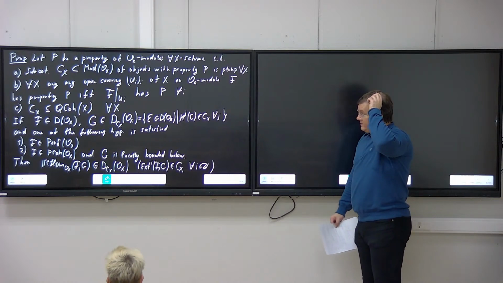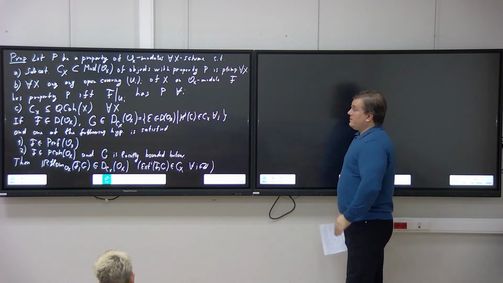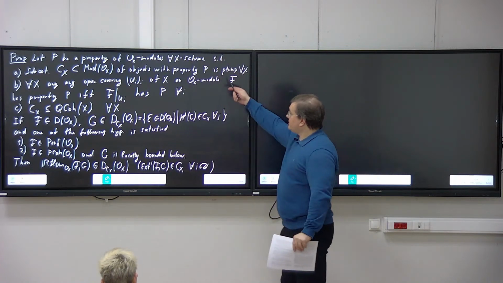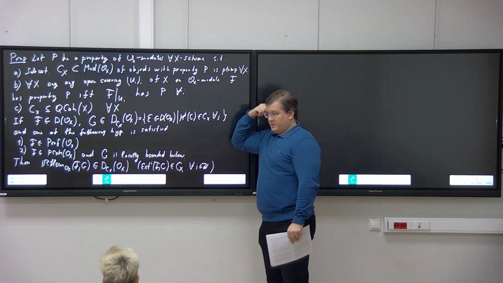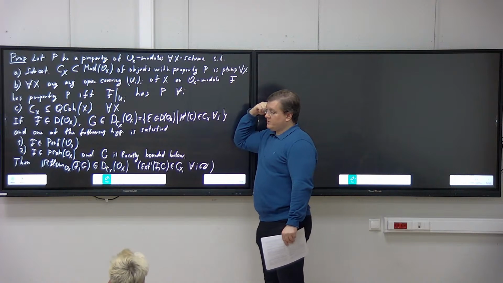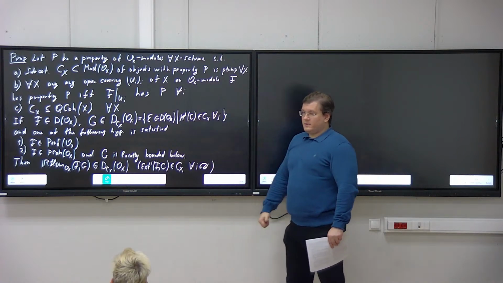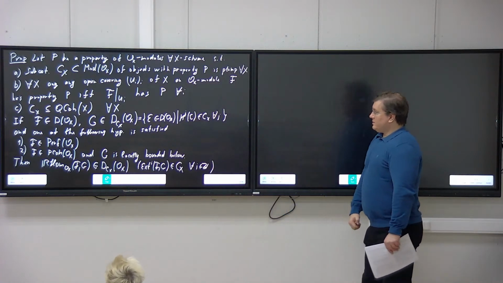Okay, so that's the general statement, and we need the statement, for example, in the situation where the property is just the property of being quasi-coherent. So clearly, if the property is being quasi-coherent, then these three assumptions A, B, and C are satisfied. It's easy to verify.